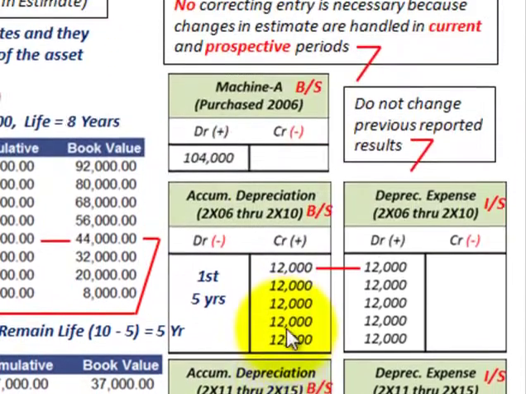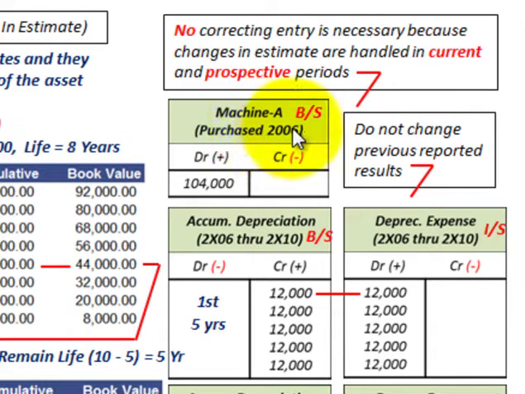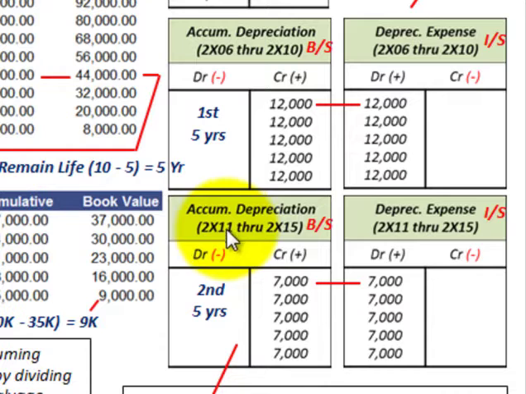And just to go up one more time, again, sitting on our books, machine A was purchased in 20X6, and then we had that accumulation for the first 5 years. No change here, no correcting entries, just leave them as they are. Just make your changes in the current period and the future periods. All right. So that takes care of how we would make our revisions in depreciation rates and changes in estimates.